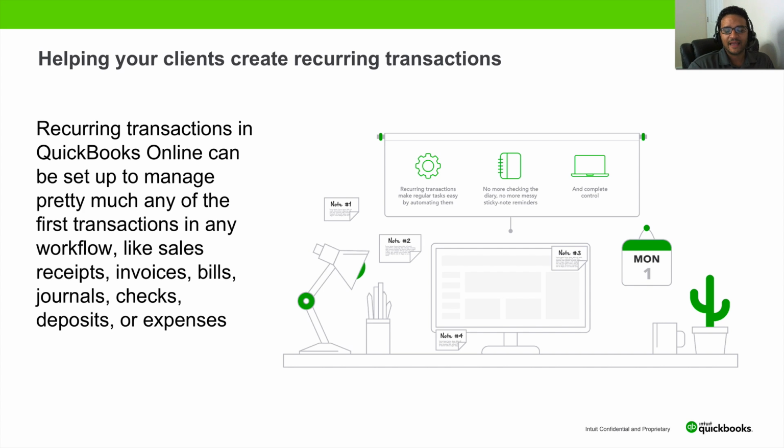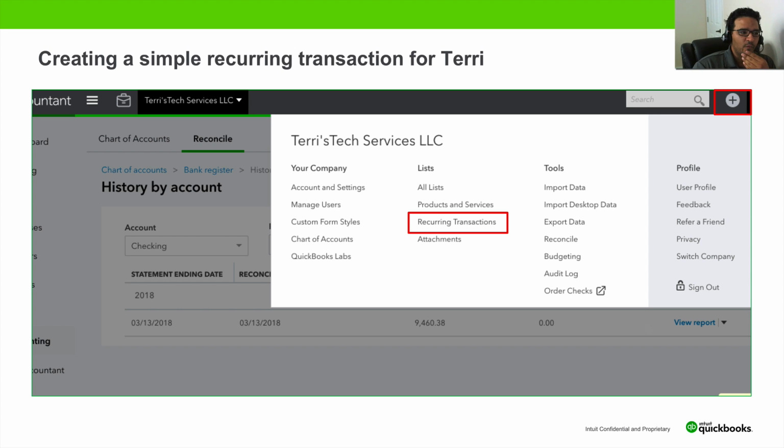Now, things like journal entries, checks, deposits, expenses for vendors that you pay with debit cards, that stuff is not that common to be the exact same dollar amount each month, but there are cases in which you would want to do that. So in order to create a recurring transaction, you want to click on the quick create button, the plus sign with a circle inside of a circle on the top of the screen, and then you want to click on recurring transactions.